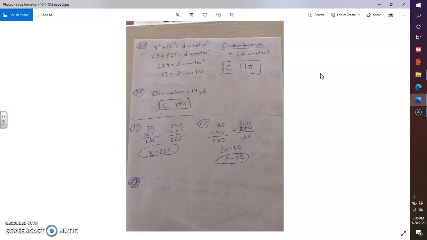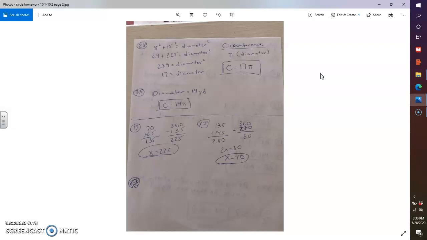Number 33, if one side of the square is 14, I think you can imagine a parallel diameter to that side of the square also being 14. So once I know the diameter is 14, I know the circumference in 33 is going to be 14 pi. So that is the first section of homework.